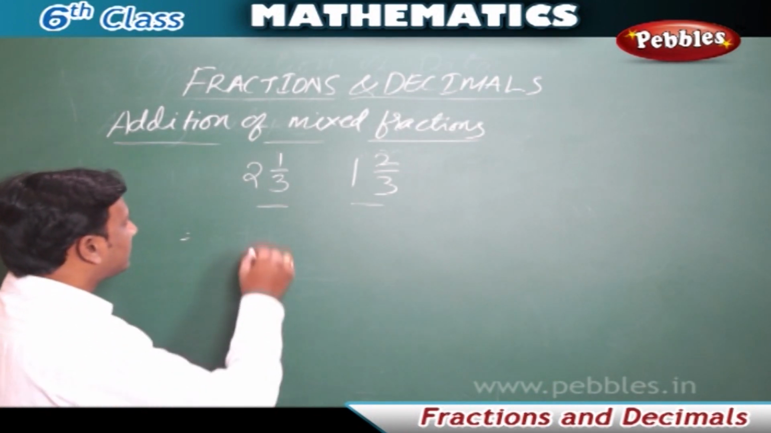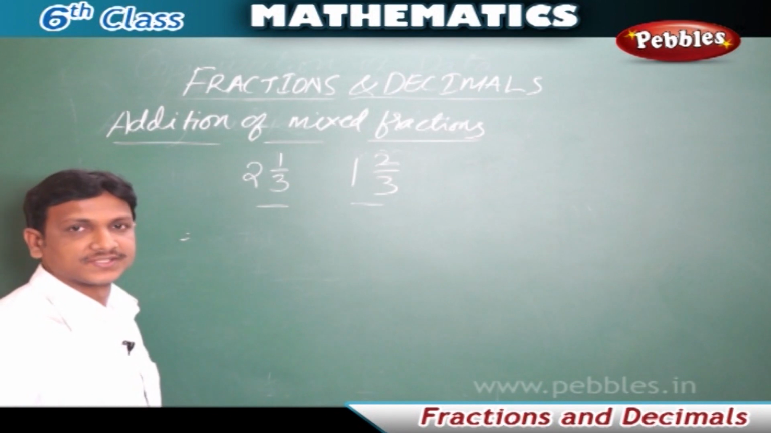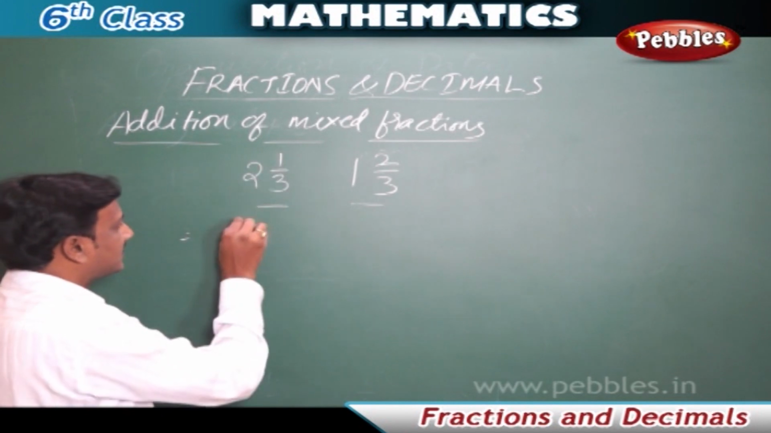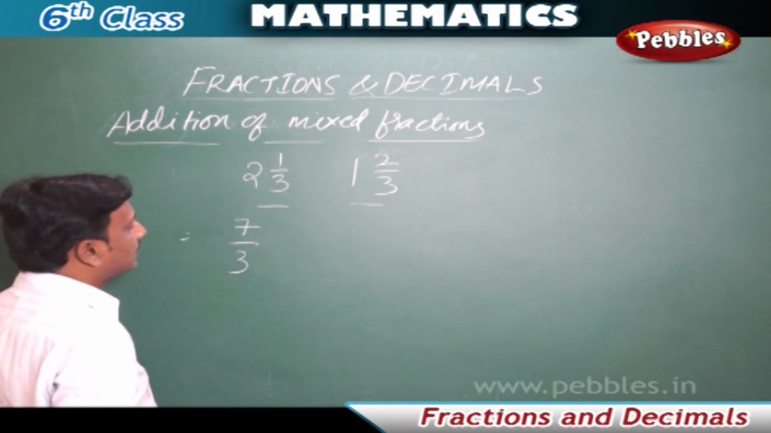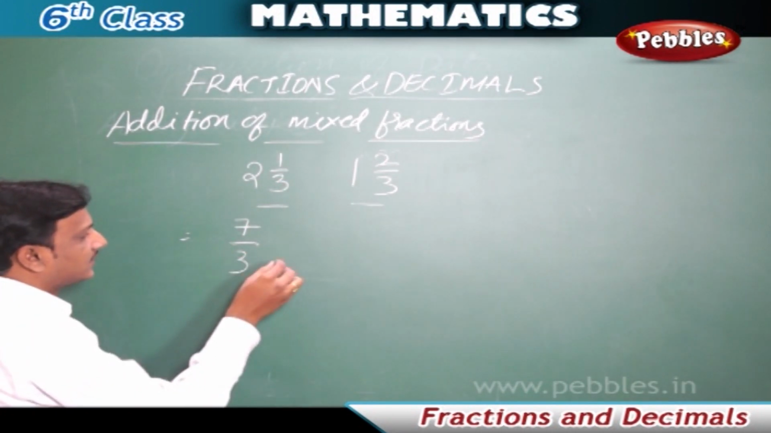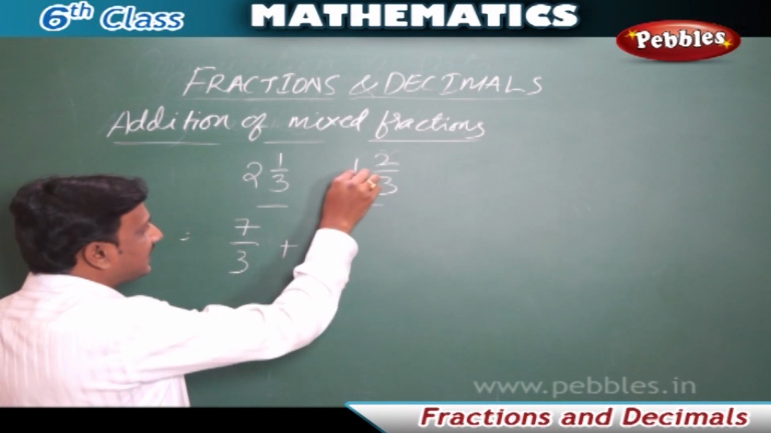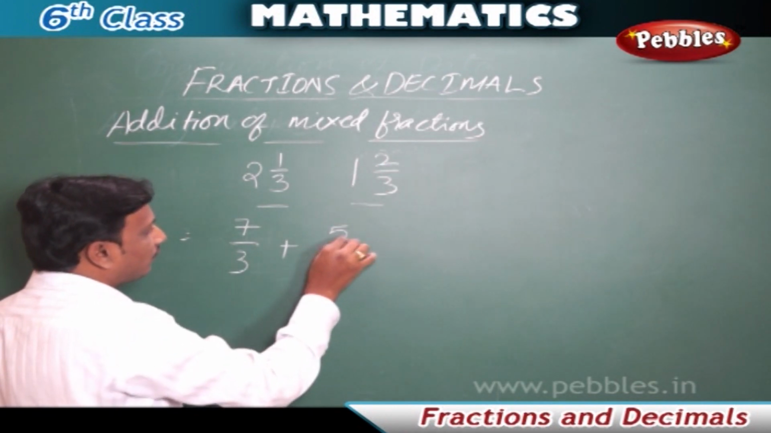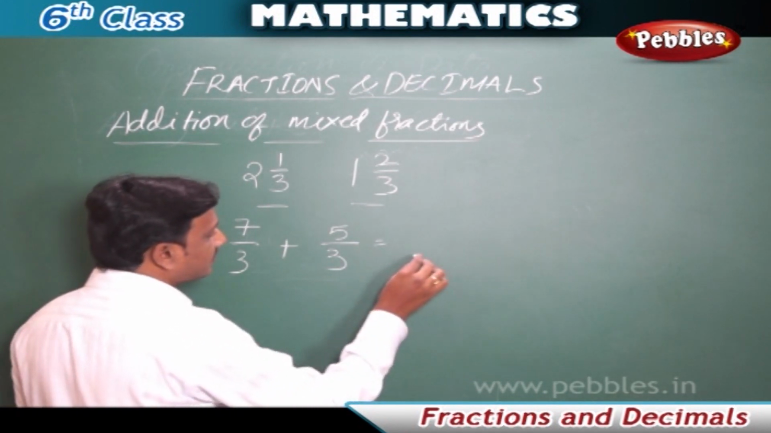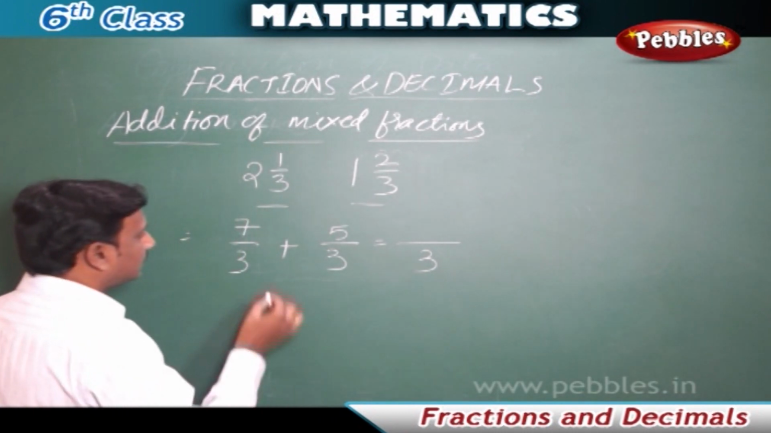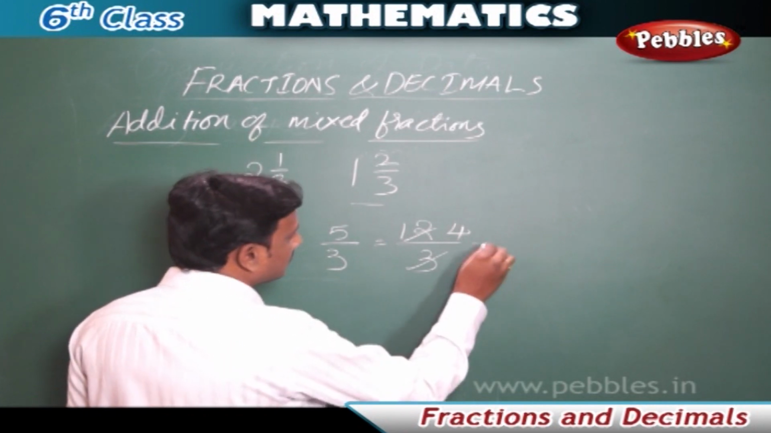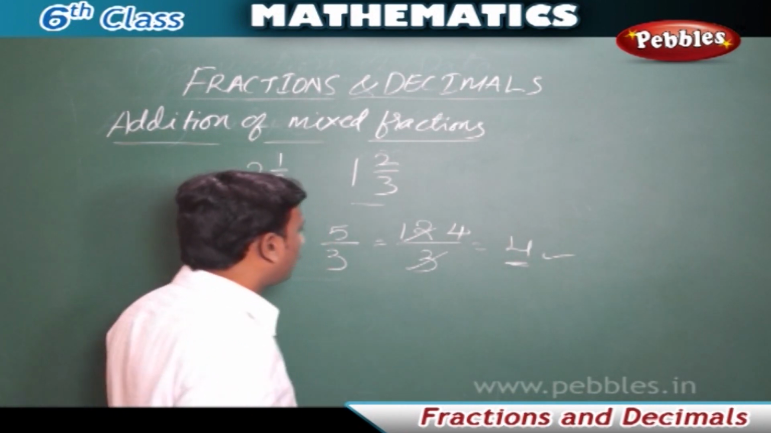In one way, first we can convert these mixed fractions into improper fractions. 2 threes are 6, plus 1 is 7/3. So the improper fraction of this 2 1/3 mixed fraction is 7/3. Plus 1 2/3: 3 ones are 3, plus 2 is 5/3. So here the denominator is common. Now 7 plus 5 is 12. 3 fours are 12. So here the answer is 4.